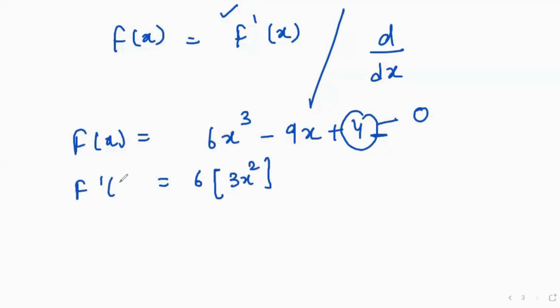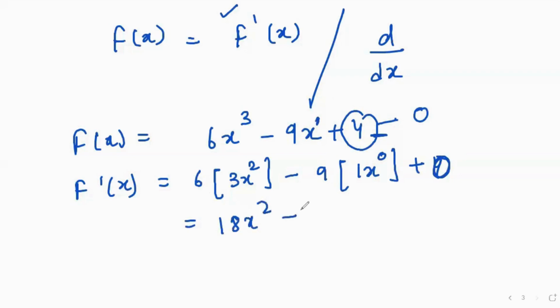Here I'm doing f dash x. For 9x, you can see there is no power on top of the x, so we take the power as 1. 1 minus 1 is 0. Plus 4: no variable, so 0. 6 multiplied by 3 is 18x square minus, that will be 9.